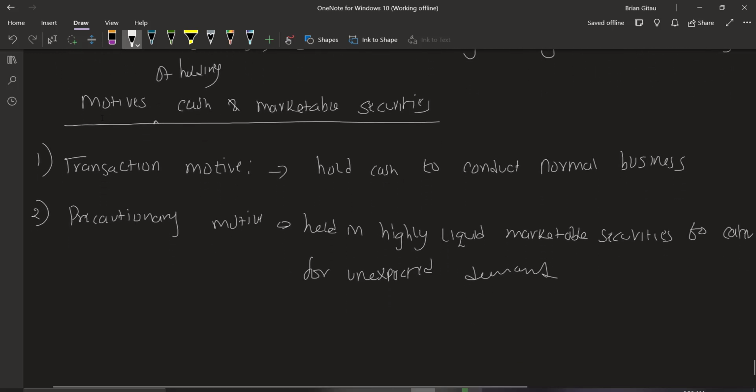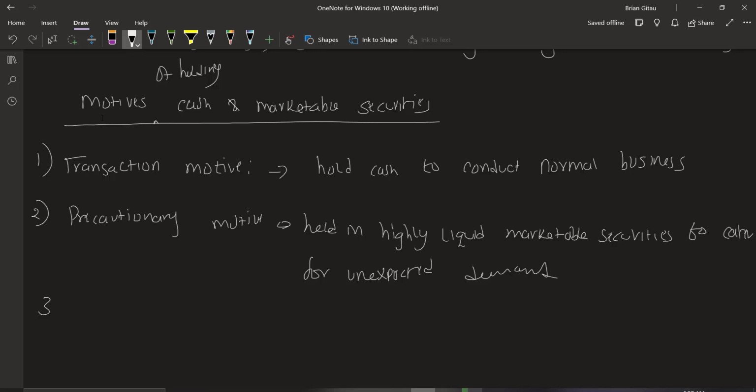And the reason we don't hold it as cash but rather as highly liquid marketable securities is because idle cash doesn't earn any interest. But if we hold them as highly liquid marketable securities, it means that at any point we can sell those marketable securities and get cash.